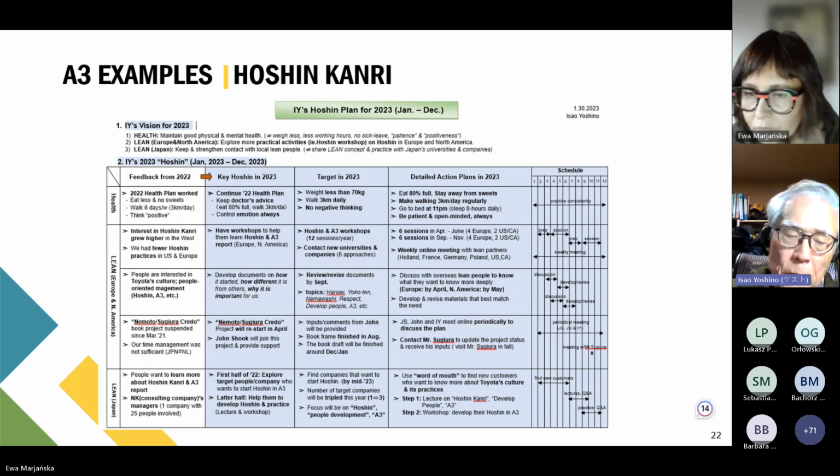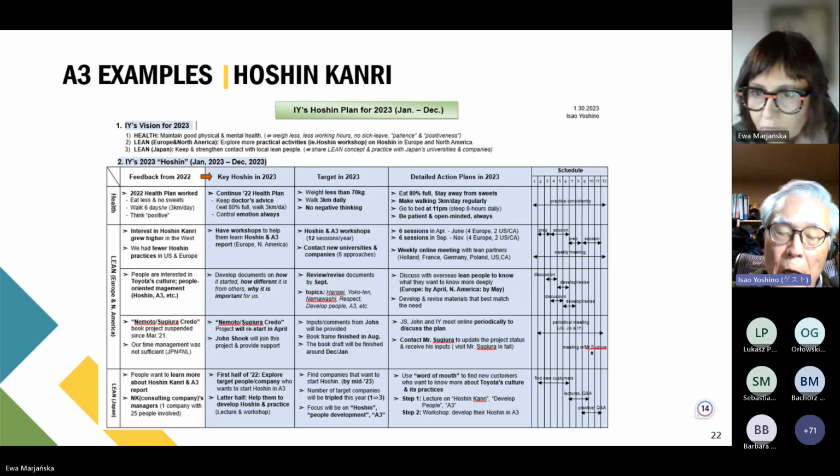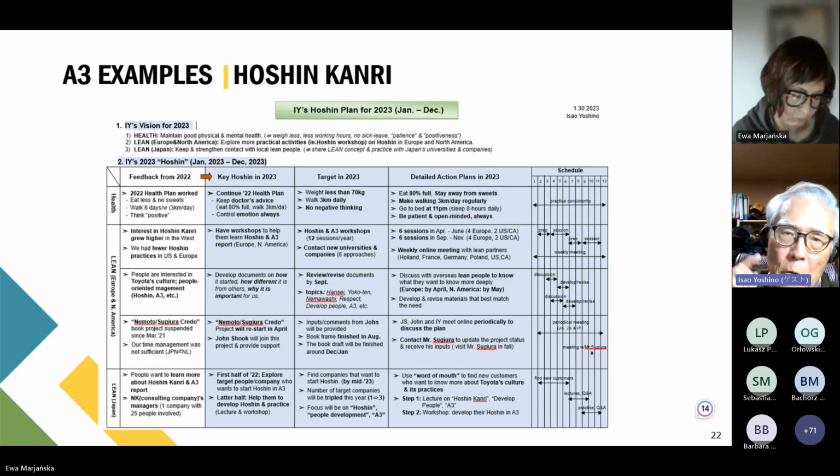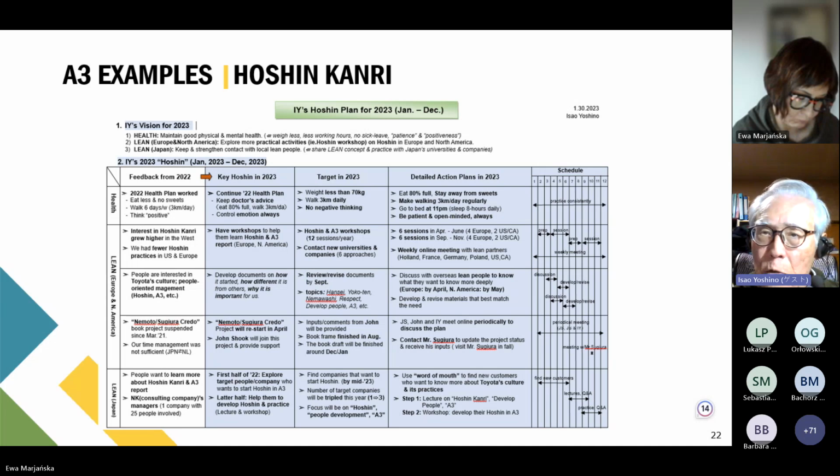So on the left-hand side, the review of last year. Based on that, I put my Hoshin items, vision, and plan. Based on that, I put the target, what to attain. In order to attain the target, there are several action plans on the right-hand side, then the schedule. So the reader goes through from left to right. This is the basic format of the Hoshin Kanri document, which I prepare each year.